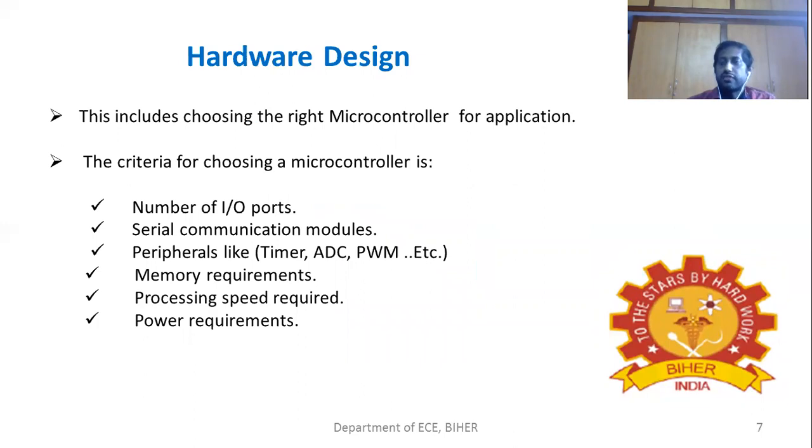So first we start with the hardware design. What is the first key factor for hardware design? Choosing the right microcontroller for the application. Microcontroller is the heart of our embedded systems. So we need to choose a proper microcontroller to solve a particular application.